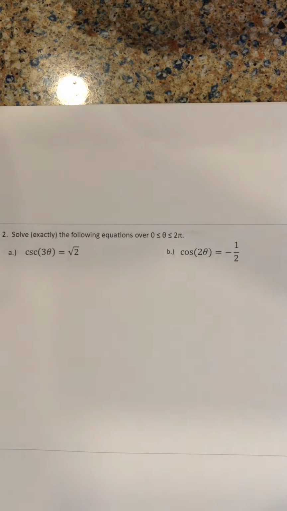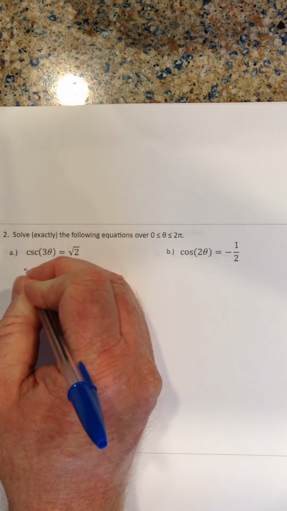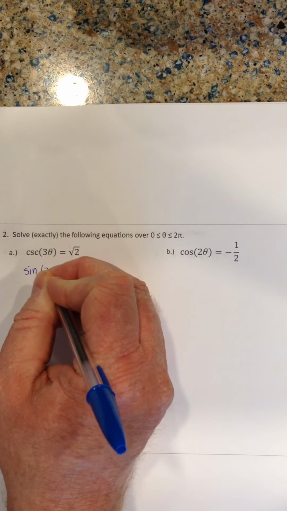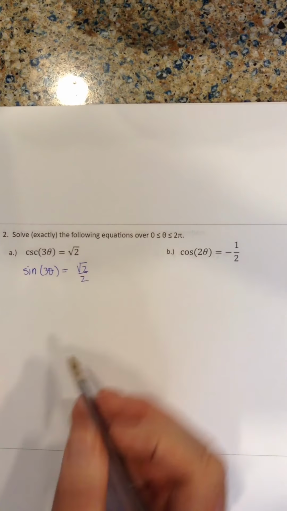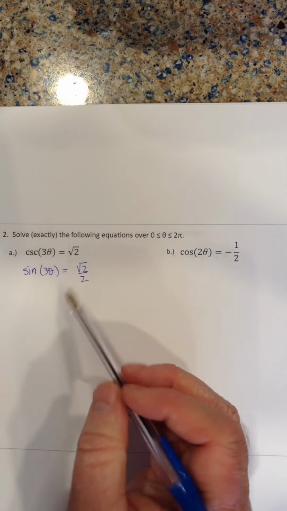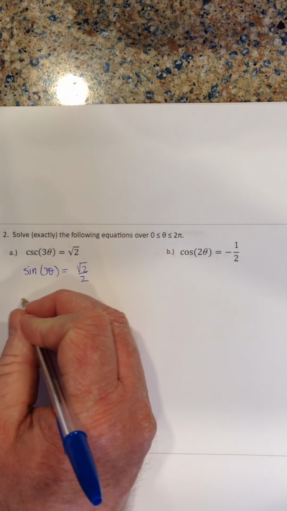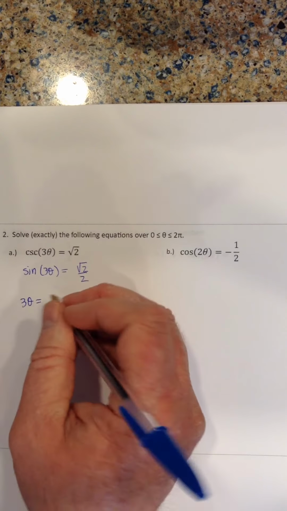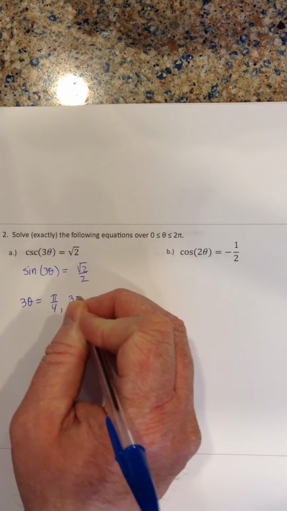Okay, so I want the cosecant of 3 theta equals square root of 2. Well, I don't know what values are really for the cosecant, but I know if I take the reciprocal, I get sine of 3 theta equals square root of 2 over 2. Because the reciprocal of cosecant is the sine, and the reciprocal of square root of 2 is root 2 over 2. So now I need to know, where is the sine root 2 over 2? Well, that's true at pi over 4 and 3 pi over 4.